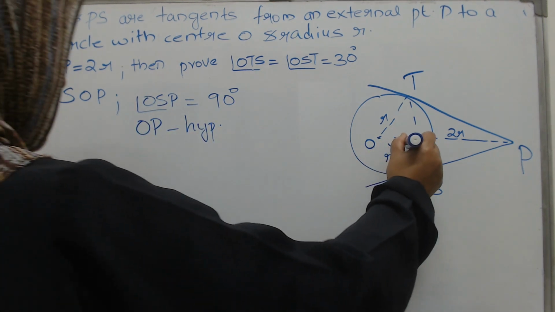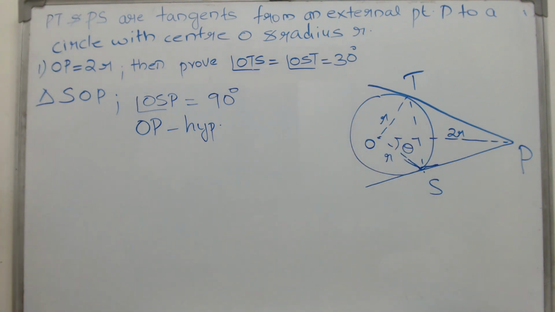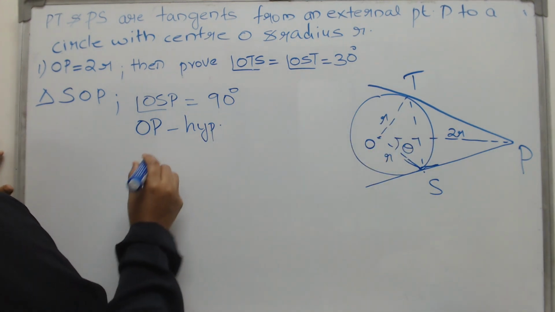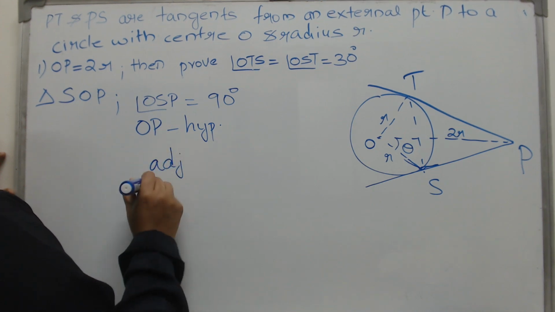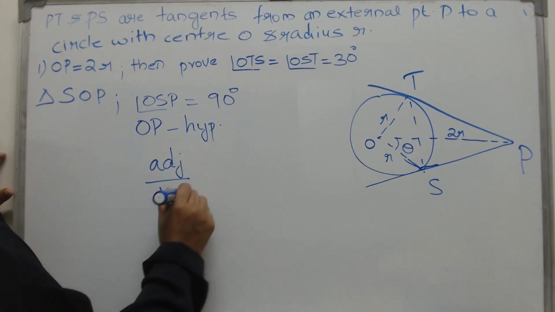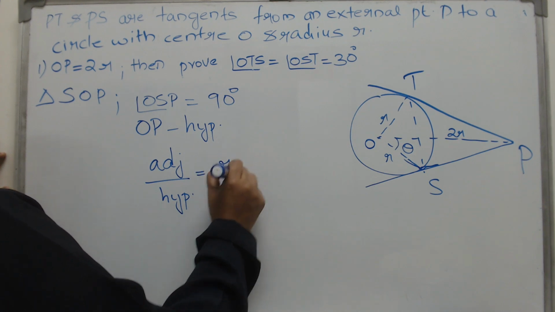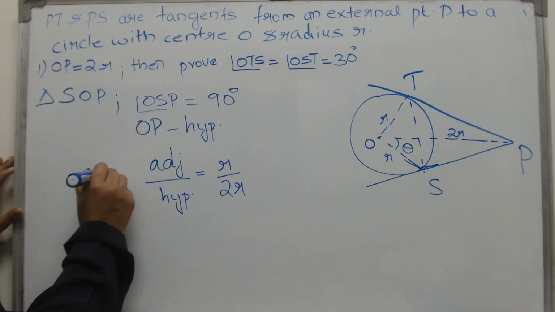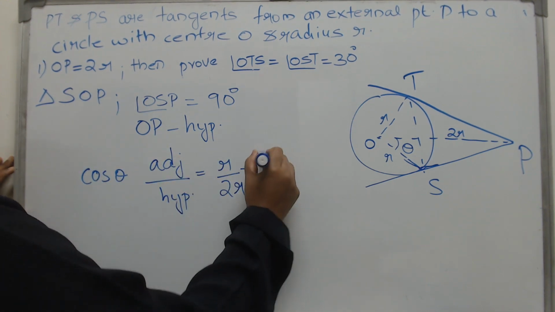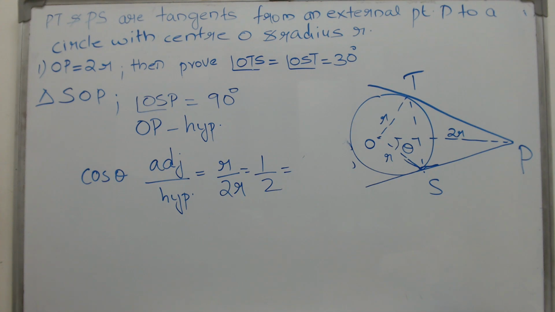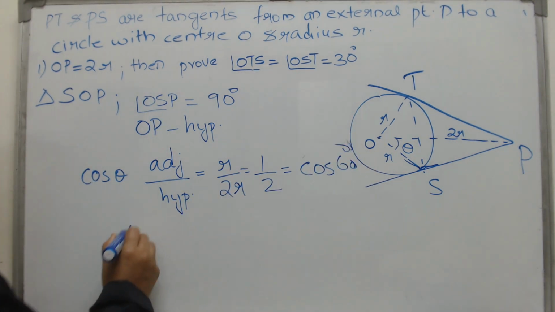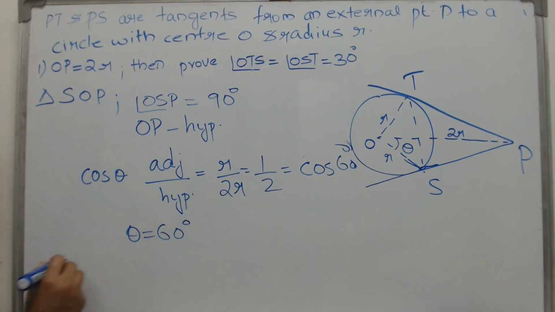Now, suppose this angle is theta, then can you tell me of a trigonometric function which connects its adjacent side? This is the adjacent side, right? So tell me of a trigonometric function which connects the adjacent side and the hypotenuse, because those are the only two values we know. It is cos theta, which is R by 2R, and this becomes half. Now the cos function of which angle is half? It is cos 60, right? So that means what? Your theta is 60 degrees.